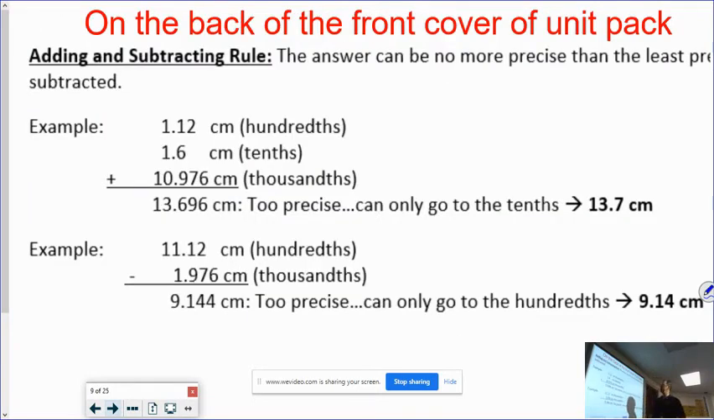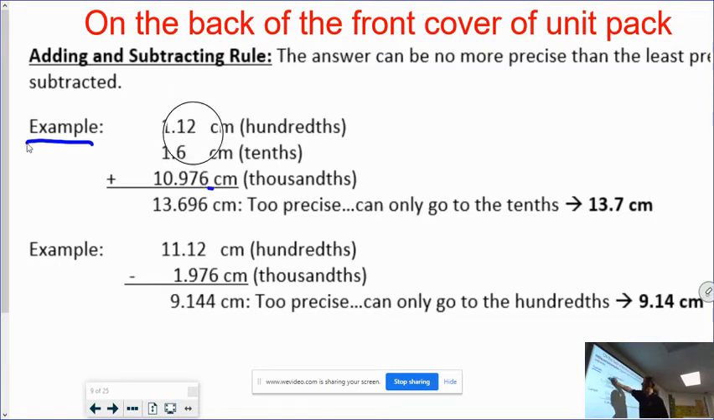Addition and subtraction, it's all about place value. And what is the most precise number? What is the least precise number? So the rule is your answer can be no more precise than your least precise number. So if we look at our example right here, this number goes to the hundredths place, goes to the tenths place, and this one goes to the thousandths place.